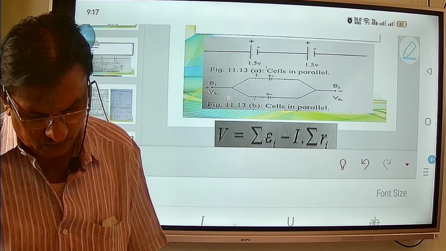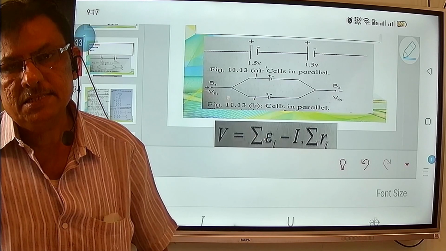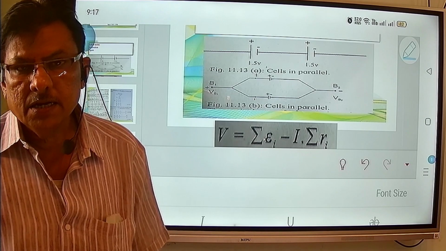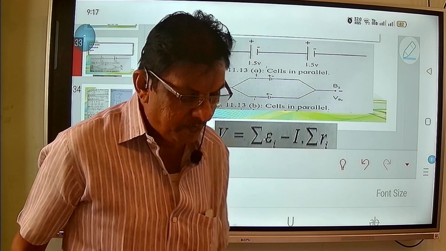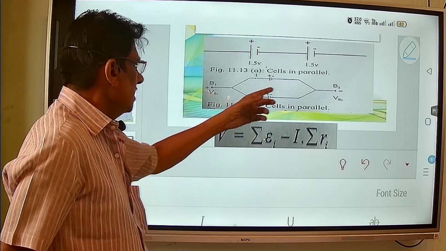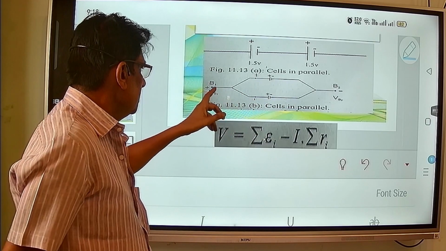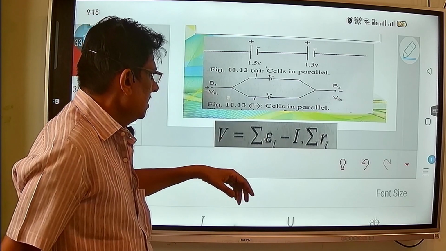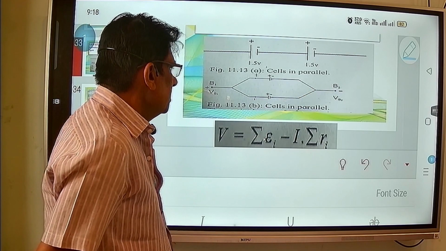Now, all these things we have spoken regarding cells in series. Now I want to take the final point, that is cells in parallel. When we take cells in parallel, you see the figure here. Two terminals are there. The positive terminal of the first EMF and second EMF is connected to B1, whose potential is VB1. Similarly, on the right side there is another terminal B2. The potential is VB2.